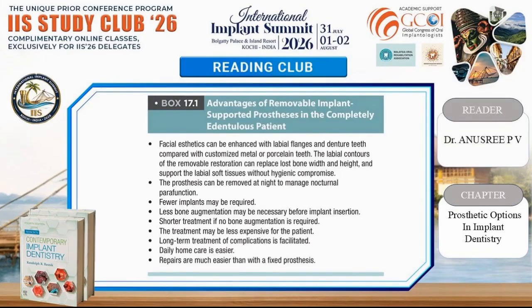Main advantages of removable implant-supported prostheses in completely edentulous patients are: facial aesthetics can be enhanced with labial flanges and denture teeth compared with customized metal or porcelain teeth. The labial contour of the removable restoration can replace lost bone width and height and support the labial soft tissue without hygienic compromise. The prosthesis can be removed at night to manage nocturnal parafunction.